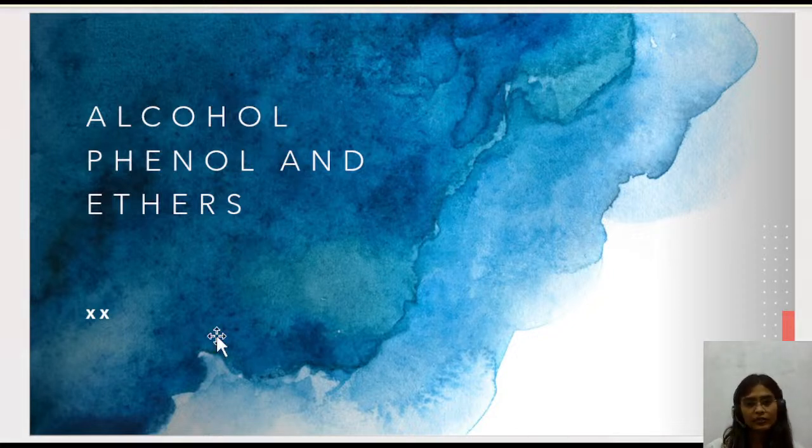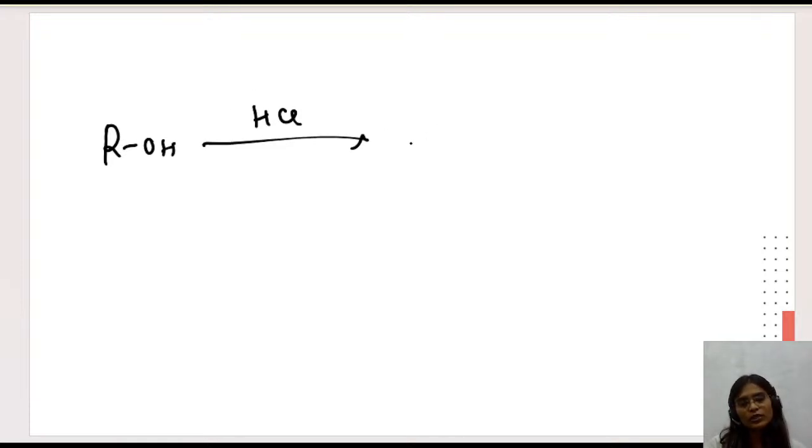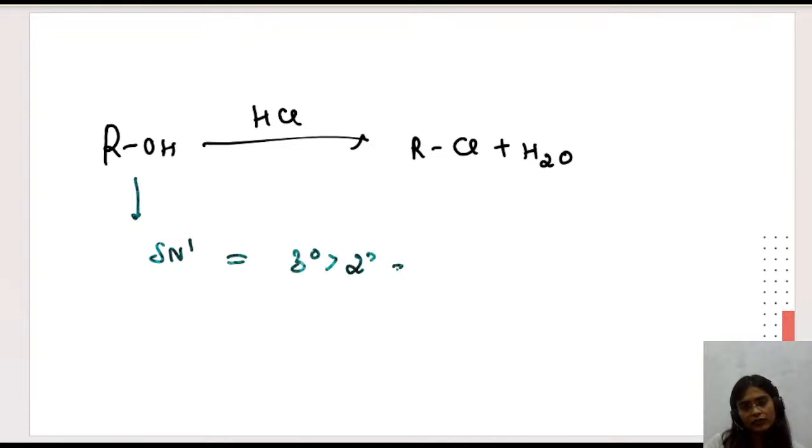So yeah, it is going to be the fifth session on alcohol, phenol and ether. Let me quickly give you a brief of what we discussed in the previous class. The last topic we discussed was that if you have some alcohol R-OH and you add an acid like HCl, the product we get is RCl plus water. If this reaction follows the SN1 mechanism, then tertiary reacts first, then secondary, followed by the primary one. This part we already covered in the previous class.